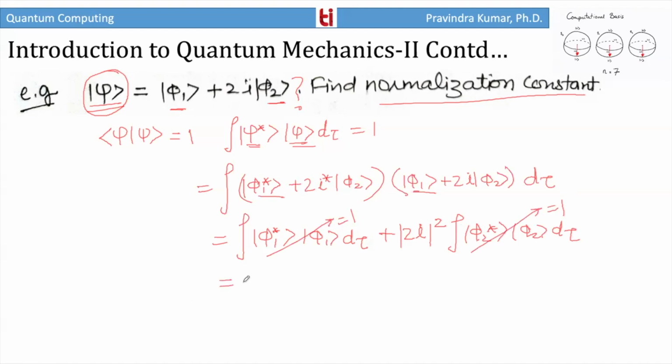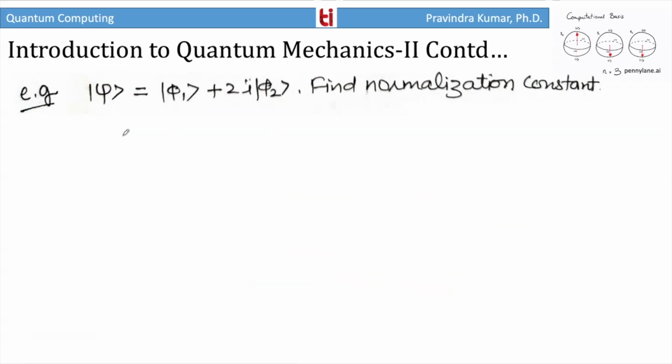So here we can say this will be equal to 1 plus 2i mod square, or this will be 1 plus 4, it is equal to 5. And you can see this inner product is not equal to 1, so we can say that it is not normalized.